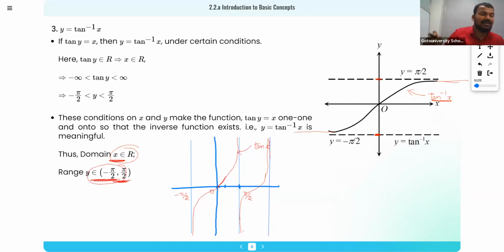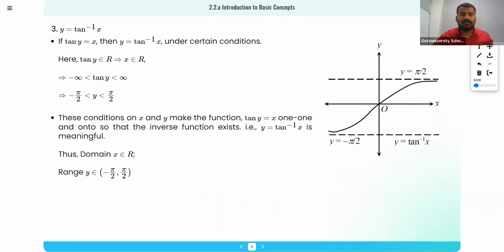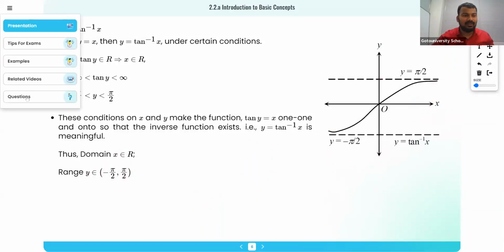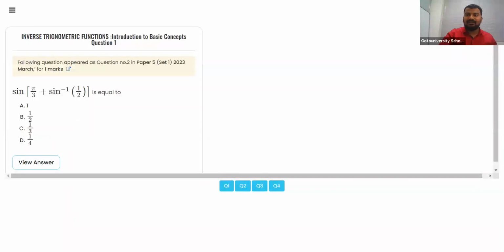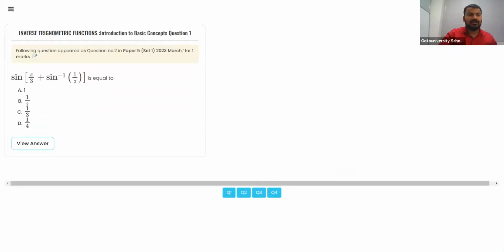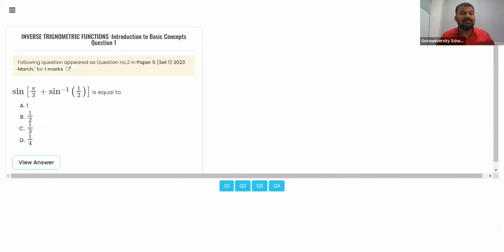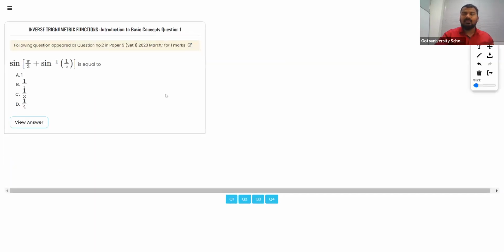What I will do is try a few questions from this. Let's start with a few questions. You can even go with an example: sin(pi by 3 plus sin inverse of 1 by 2) is equal to? Yes, what's the answer here? Make it quick, let me know the answer.